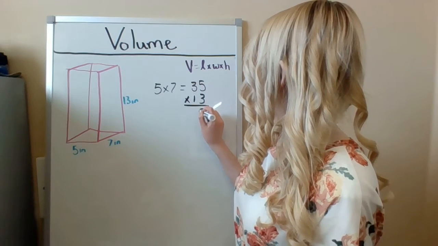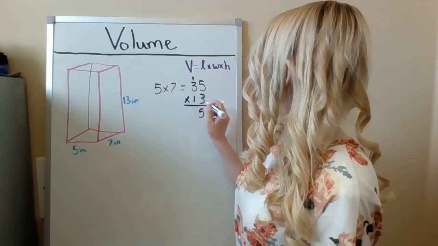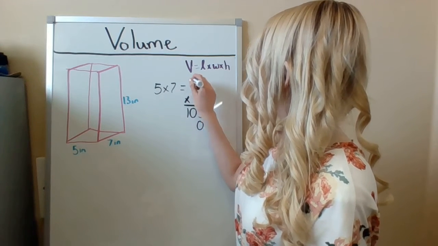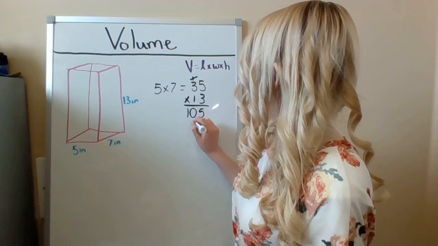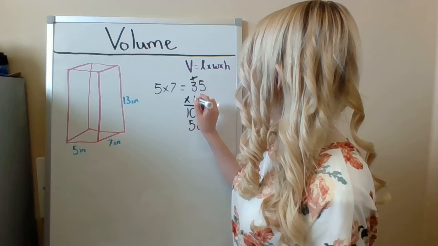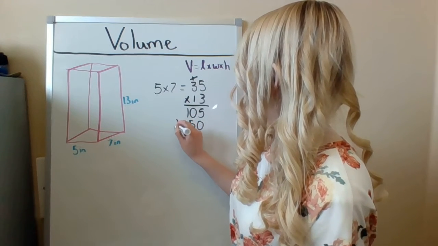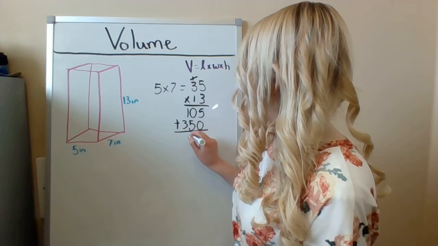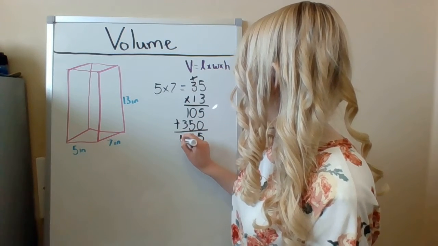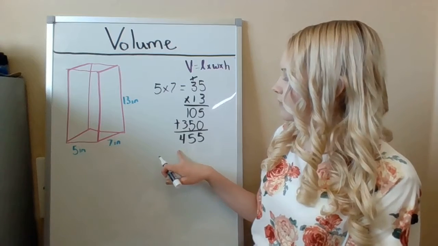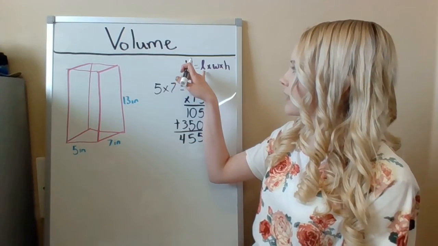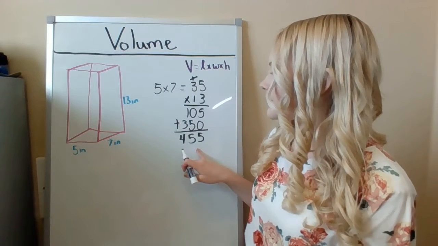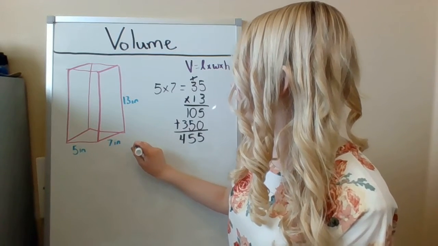5 times 3 is 15. 3 times 3 is 9, add 1 is 10. Placeholder 0. 1 times 5 is 5. 1 times 3 is 3. Add this all together. 5. 5. 1 plus 3 is 4. So my answer, when I've multiplied my length by my width by my height, is 455. So I'm going to write that as my answer.